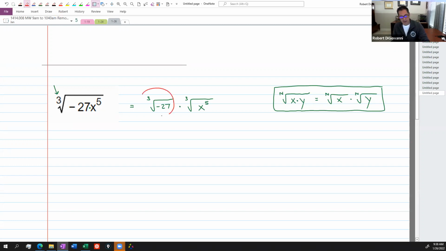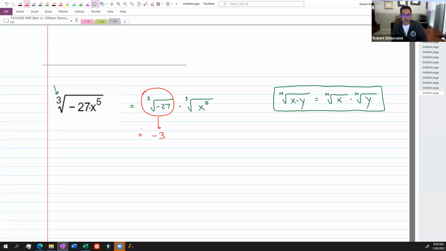This right here, the cube root of -27, is just what number times itself 3 times gives you -27, and that will be -3, because -3 times -3 times -3 gives me -27.